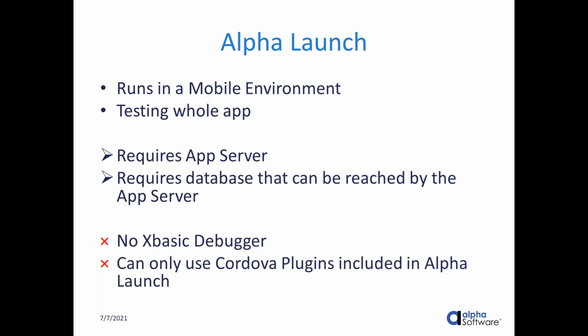We do include quite a few Cordova plugins. I mean, the things that you would commonly do, like access a SQLite database, do a barcode scan, or grab a GPS location. Those are plugins that we do include. So there's a big red X saying you can only use those, but you might not actually find that a limitation. You might find that we've got the ones you want already. A lot of the plugins that we include in Alpha Anywhere are included in Alpha Launch and Alpha Shell. I believe there are a few cases where they're not.